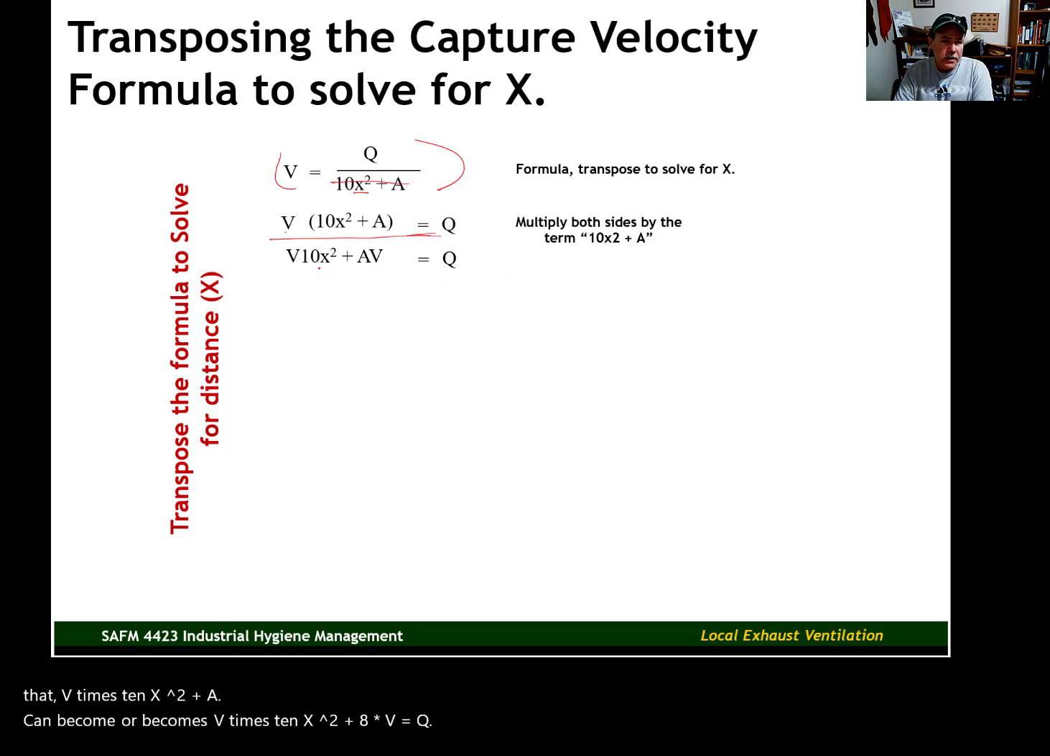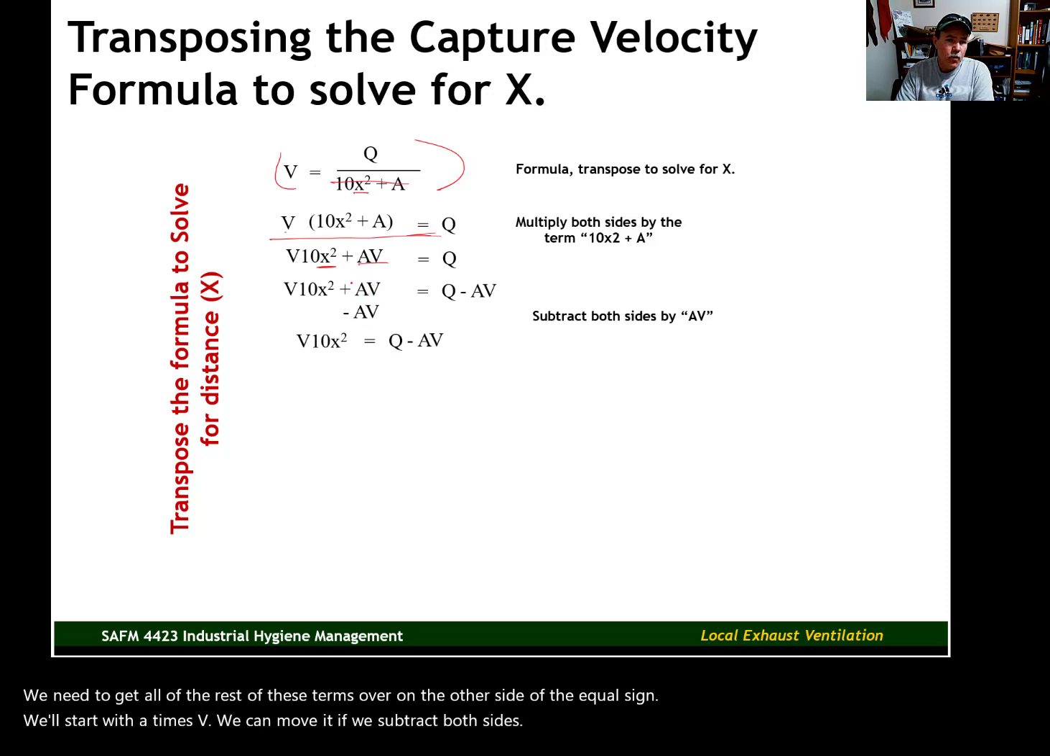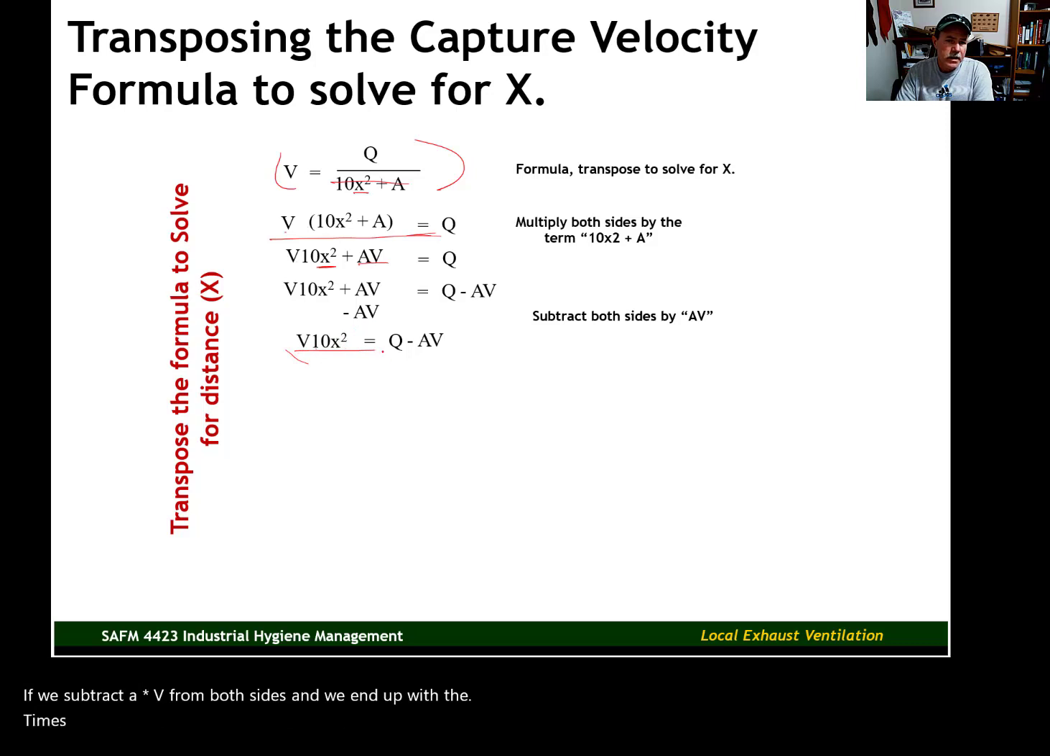Yeah, we're still trying to isolate the x squared. That's what we're going for here. We need to get all of the rest of these terms over on the other side of the equal sign. We'll start with a times v. We can move it if we subtract from both sides. If we subtract a times v from both sides, we end up with v times 10x squared equals q minus av.